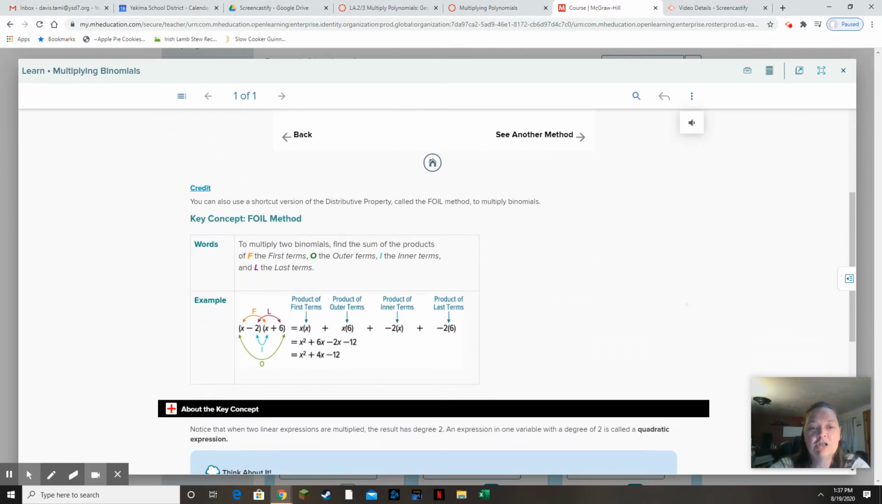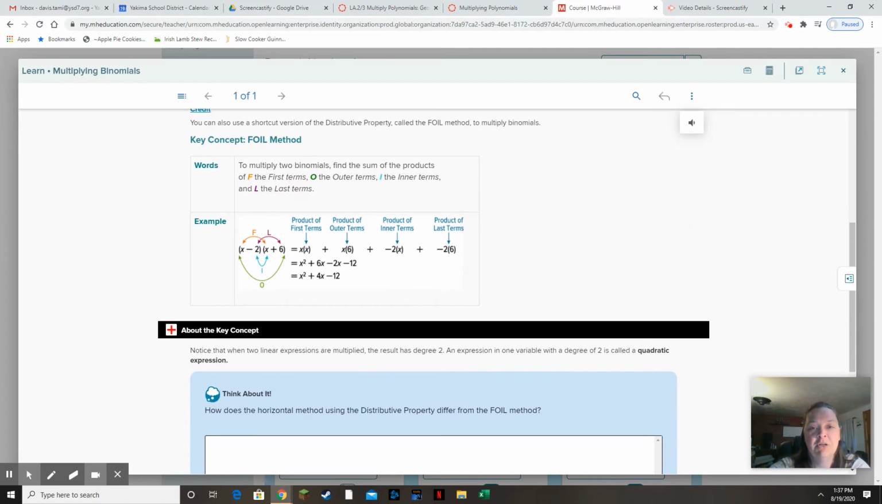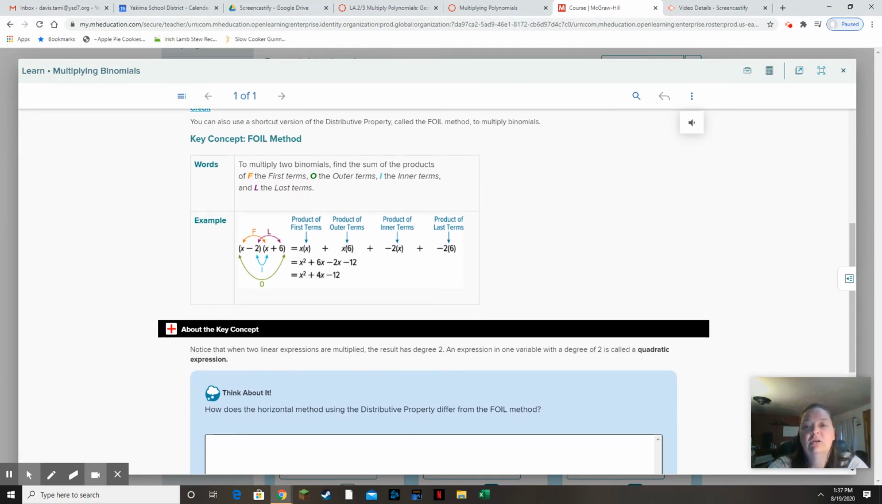You can also use a shortcut version of the distributive property called FOIL to multiply binomials. FOIL stands for first, outside, inside, last. To multiply two binomials, find the sum of the products of the F, first terms, O, outer terms, or outside, I, inner terms, or inside, and L, last terms, or last. First, outside, inside, last.